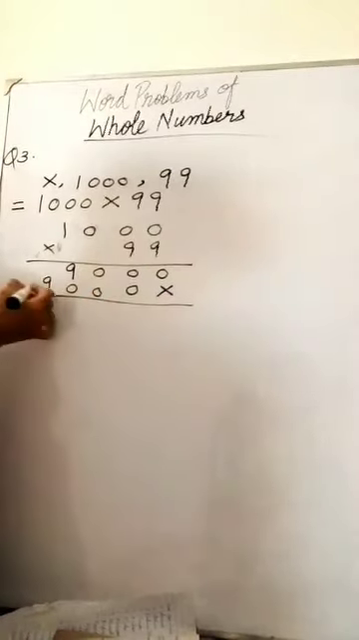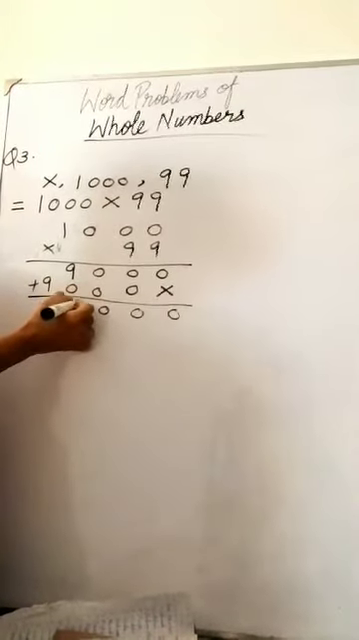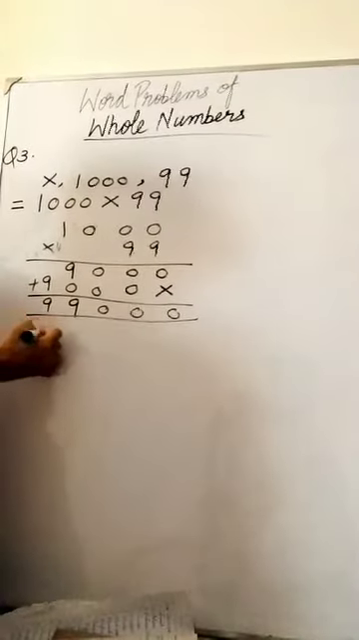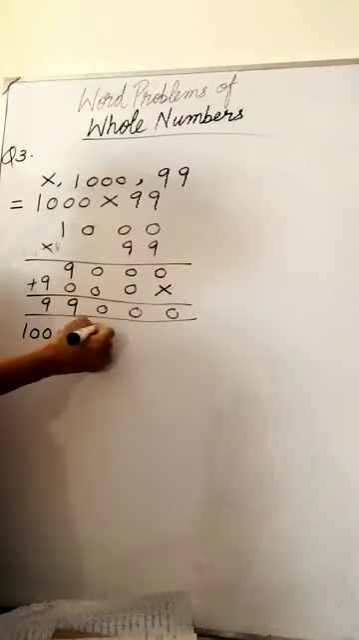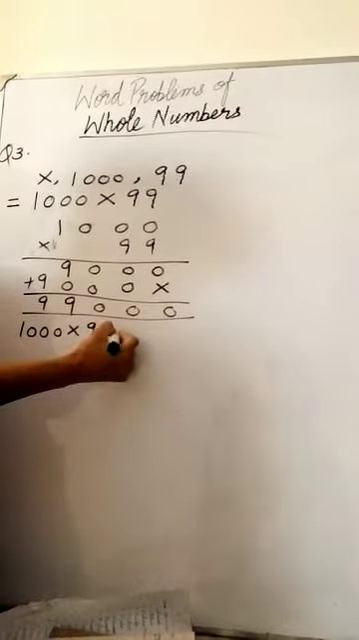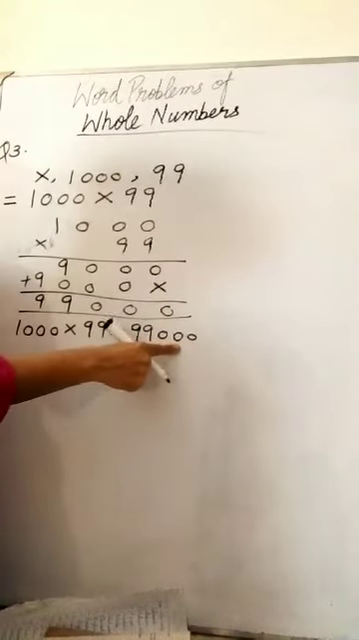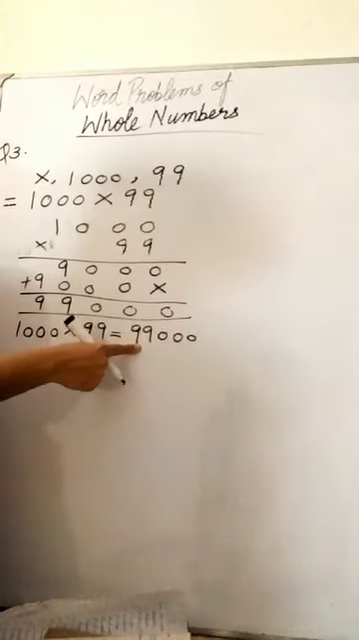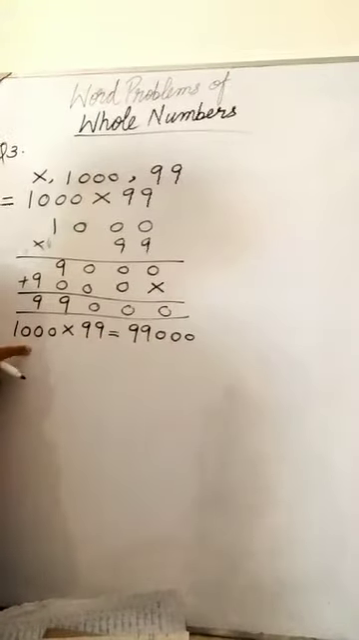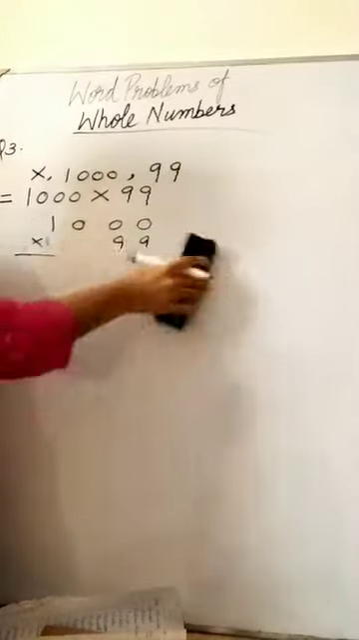Now we have to add all these values. 0, 0, 0, 9 plus 0 is 9, and 9. It means the product of the smallest 4-digit number and the greatest 2-digit number is 99,000. 99,000 is the product of these two numbers. Draw the ending line.